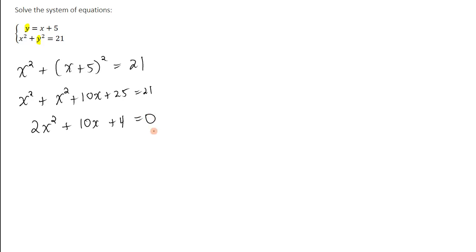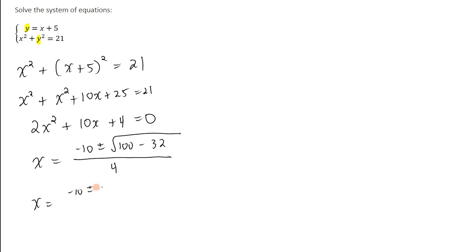Now, looking at this, I don't think this is going to factor. So let's apply the quadratic formula to solve for x. Then x would equal negative 10 plus or minus the square root of 100 minus 4 times 2 times 4, that's minus 32, over 4. x would equal negative 10 plus or minus the square root of 68 over 4.